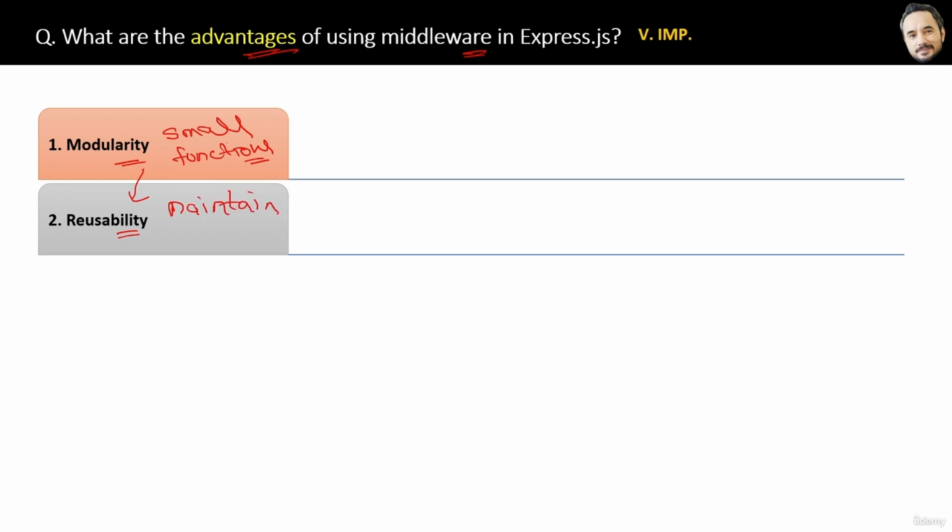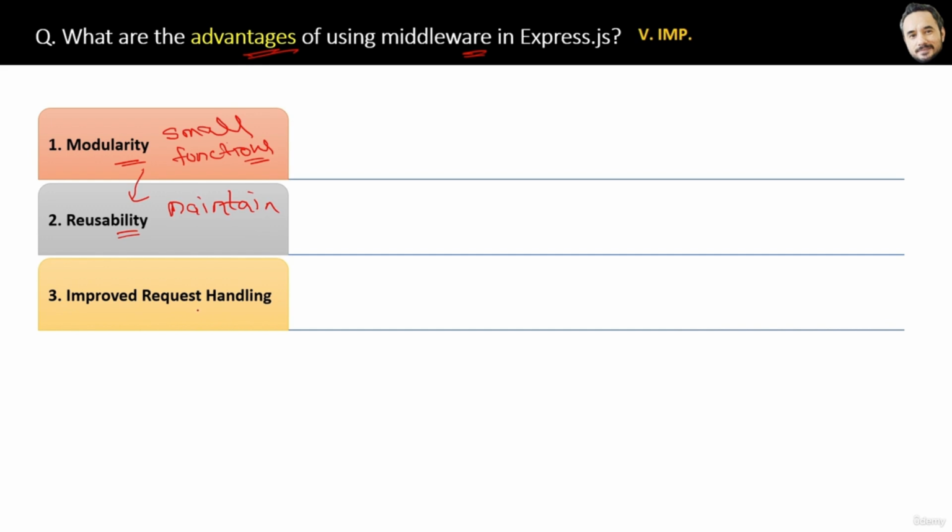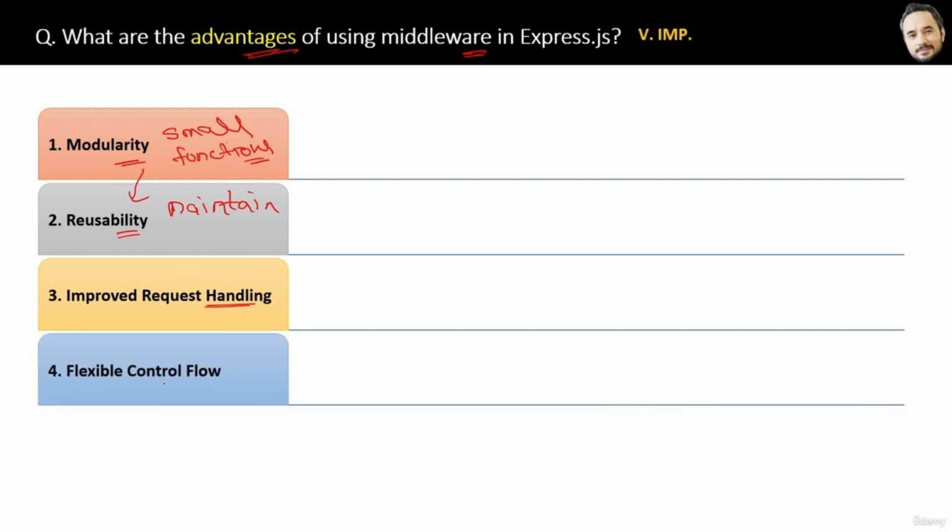Third advantage is improved request handling. Meaning, with the help of middleware, you can easily handle requests and responses in a better way. Remember, in a better way. For example, you can use a middleware to validate the content of the incoming request. Just an example. Fourth is flexible control flow. Meaning, you can decide which middleware will be applied to which type of route, which type of request. So that is completely flexible.